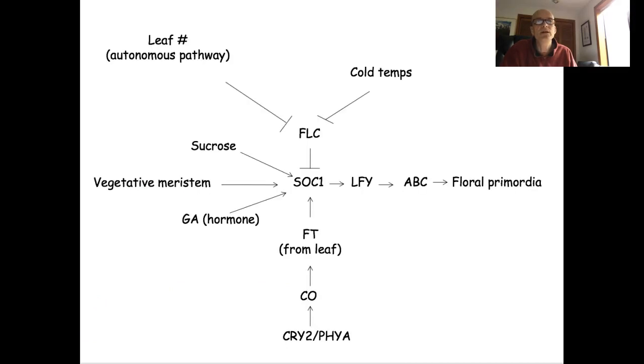So let's put that into our pathway here. Cold temperatures are repressing flowering locus C. And flowering locus C, when it is active, represses SOC1. So remove the cold temperatures and you remove the repression by FLC, and you put in motion the pathway that leads from SOC1 via LEAFY and the ABC genes to the patterning of the flower.